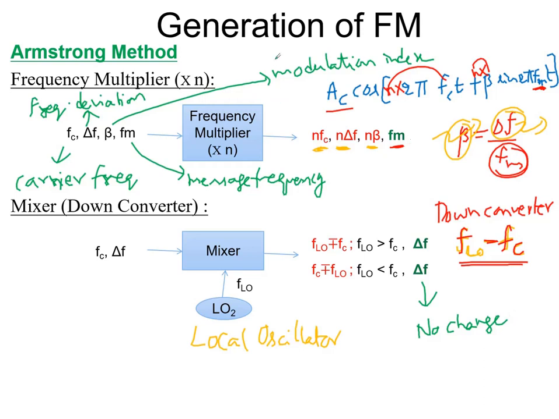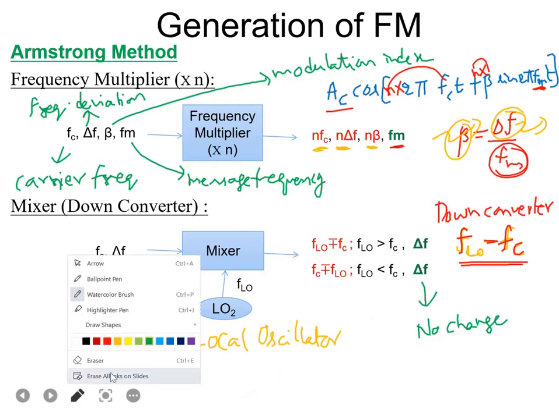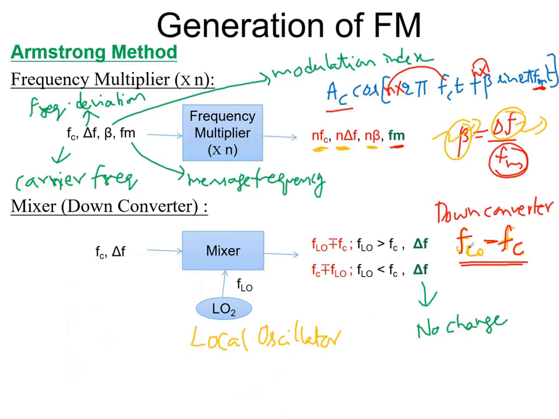Whenever you are passing your signal through a frequency multiplier, there is no change in message frequency. Whenever you are passing your signal through a down converter, there is no change in frequency deviation, either beta or delta f. All these parameters remain the same. Only the carrier frequency gets down converted by a certain amount. What is the down converted value? It is the local oscillator value minus the carrier frequency. That's about the basic funda.